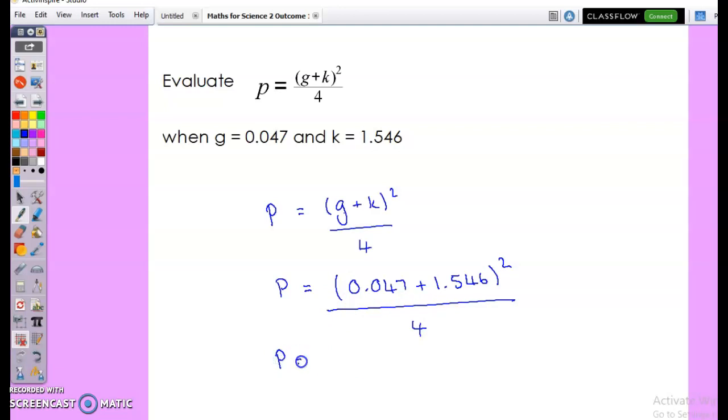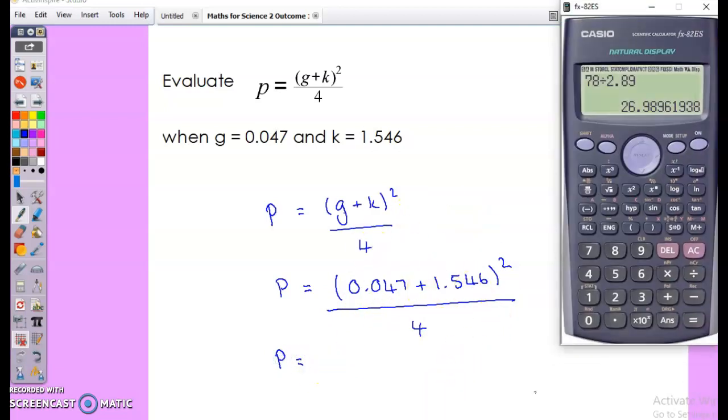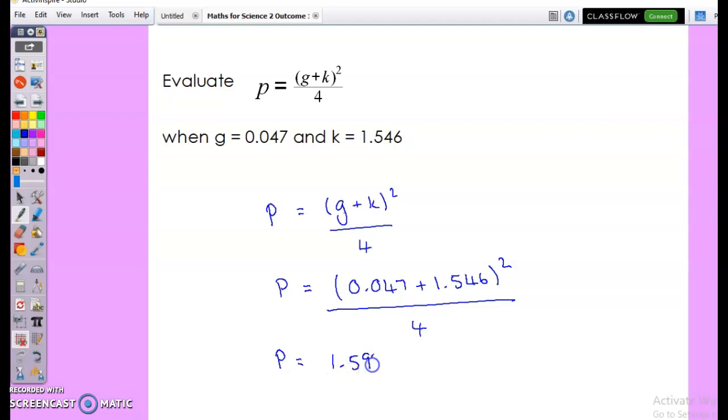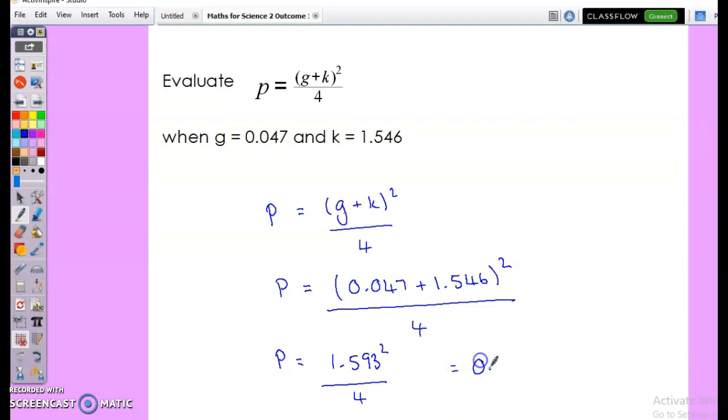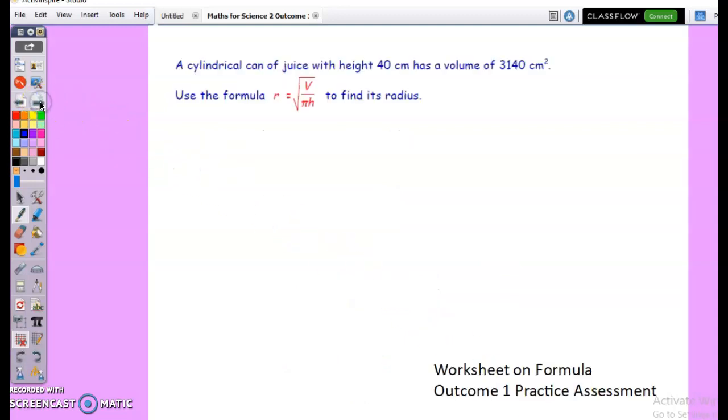Now your scientific calculator will do all that for you in one step. The basic one won't, so let's just go through a couple more steps. So 0.047 plus 1.546 is 1.593. So we get 1.593 squared divided by 4. Square that, divide it by 4. 0.6344. Okay, last one then.